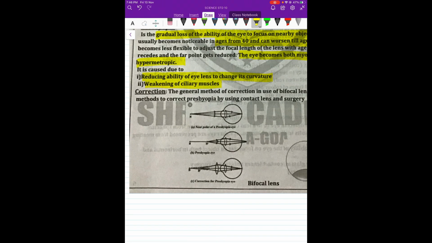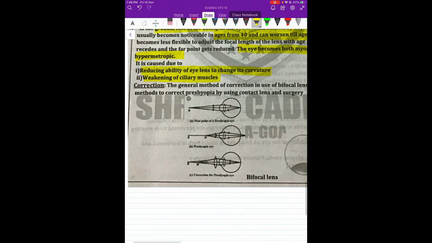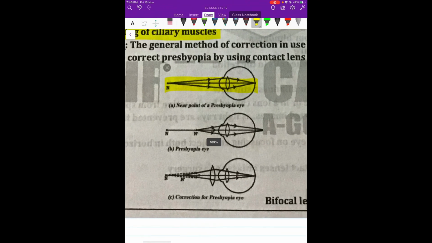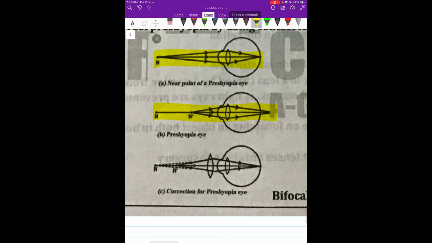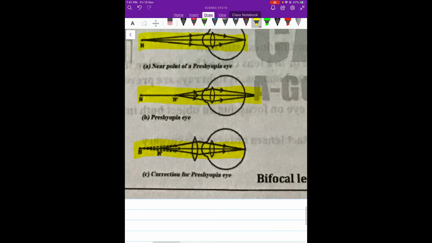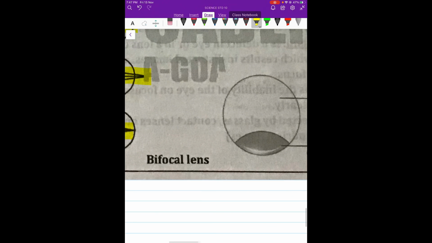So what do we do? Now it is both myopic and hypermetropic, so we have to use a dual lens. What is the dual lens? Concave and convex both. This is the near point of a presbyopic eye, and it lies far forward. So what is the correction? We use a lens in such a way that it is focused on this. So we use something called a bifocal lens.